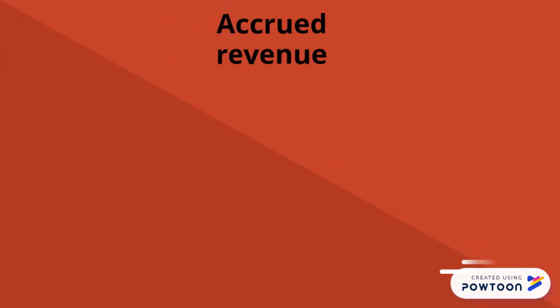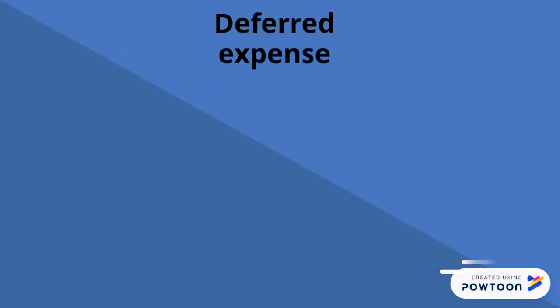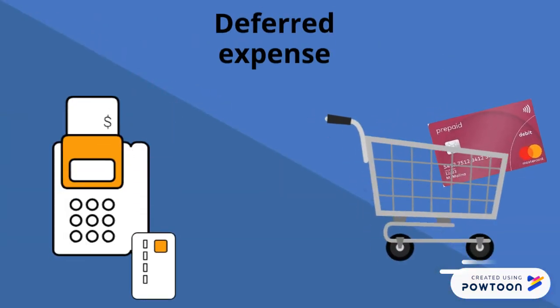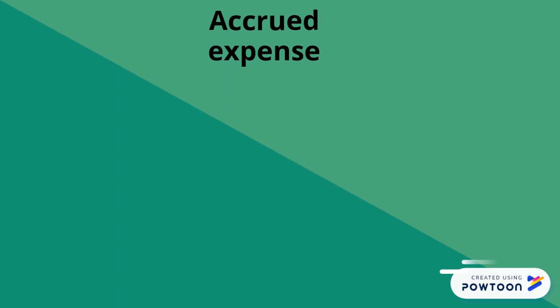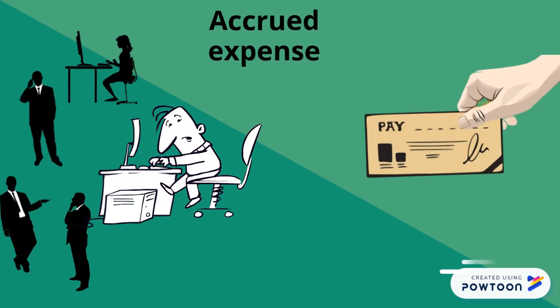Accrued revenue is when a company earns revenue before it receives cash. Deferred expense is when a company pays for a resource before it is used or consumed. Lastly, accrued expense is when a company incurs expenses and pays for them later.